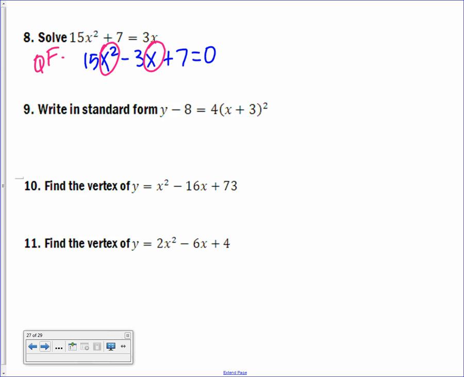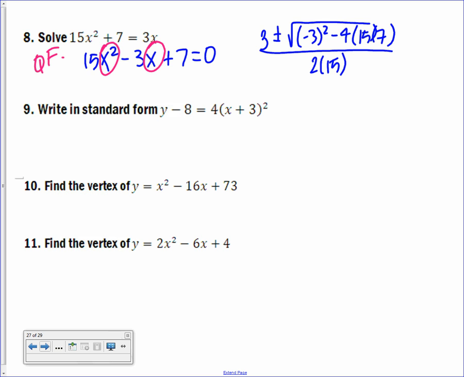Okay, so if I put that in the quadratic formula, that's going to give me 3 plus or minus square root of negative 3 squared minus 4 times 15 times 7 all over 2 times 15. Okay, first thing you're going to do is plug that whole thing in your calculator. Unfortunately in this one you're going to get the square root of a negative, so we have no solutions here.